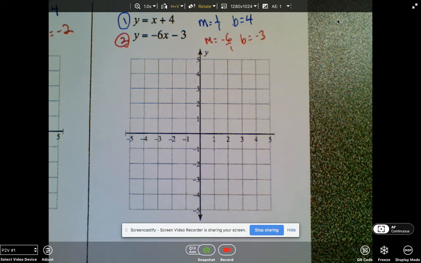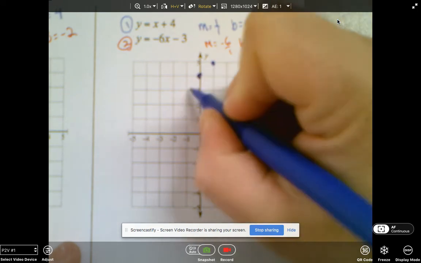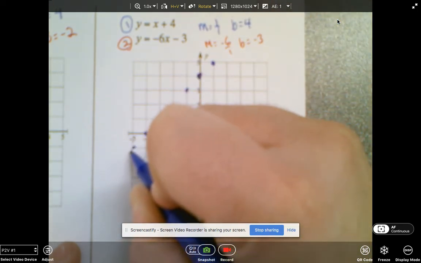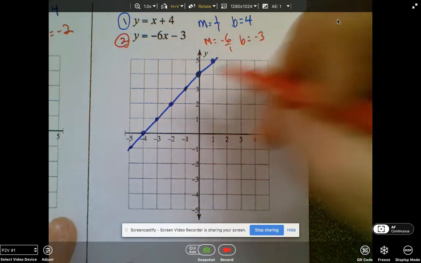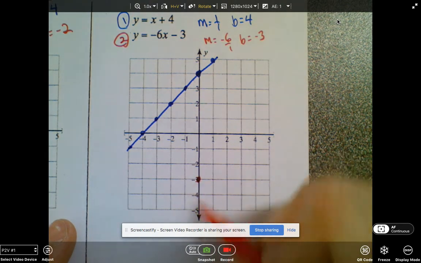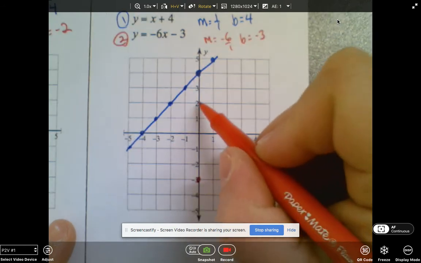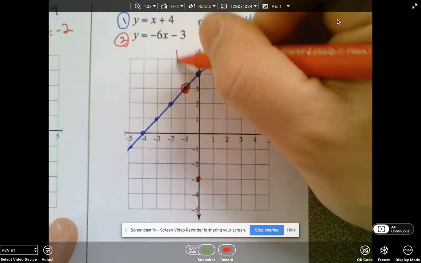Okay, so if you did this correctly, you should have got, for the first line, a dot at 4, and then up 1/1, down 1/1 like this. And for the second one, a dot at -3. It's a starting point. You can't go down 6, right 1, so you got to go up 6. 1, 2, 3, 4, 5, 6, left 1. So there's my solution there.